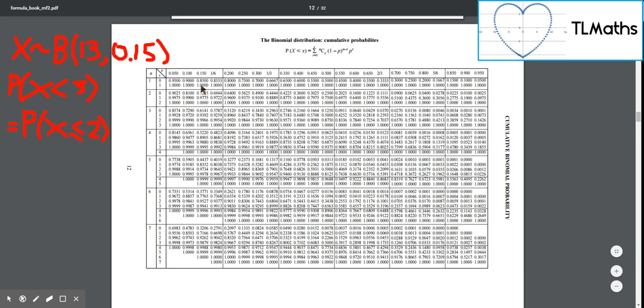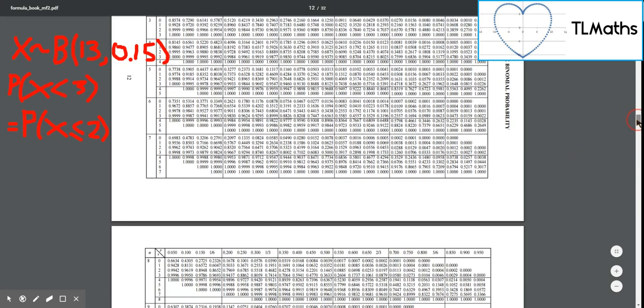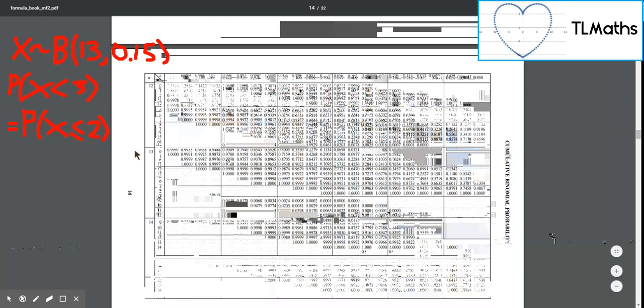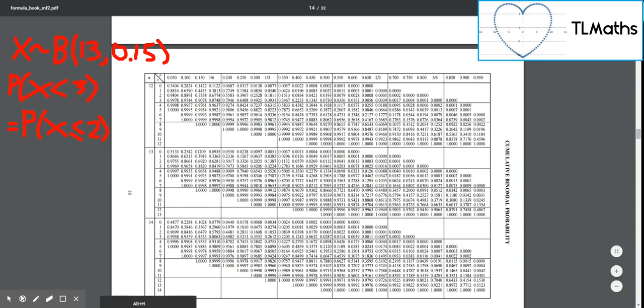Now, this is how you use them. Down the left-hand side, these are your n's, and you'll see on the first page it's going from 1 to 7, and the tables are getting wider for each one, because there are more probabilities. Now, we need to go down to n is 13, so we're going to have to scroll down, and that gets us onto page 14. And here it is, n is 13 on page 14.